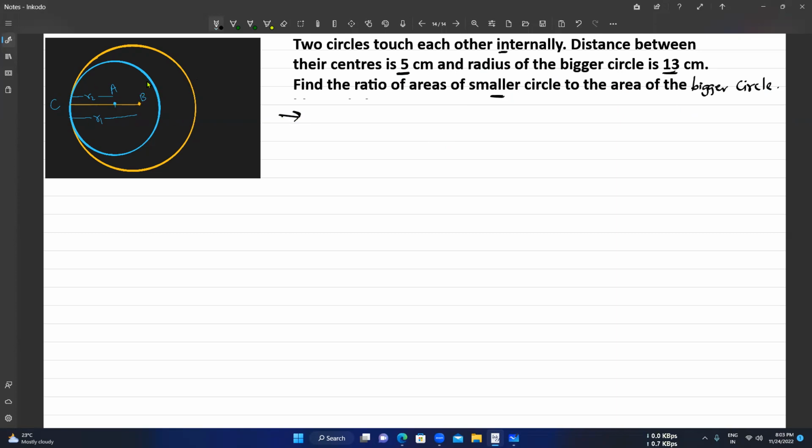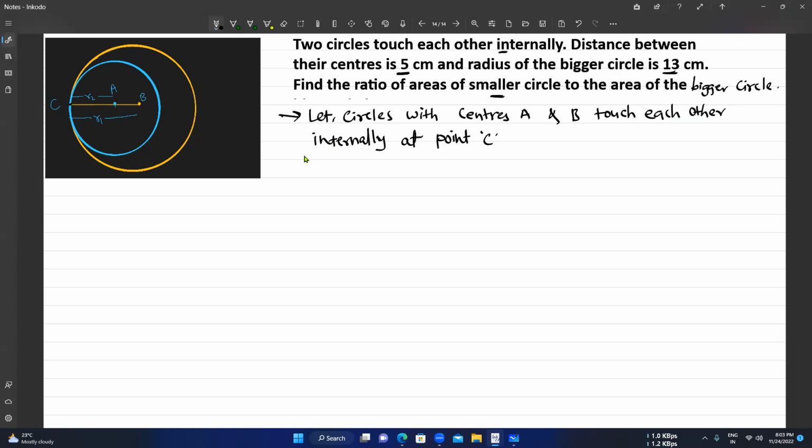As you can see in the figure, we have two circles with centers A and B, which are touching each other internally at point C. So let's declare this in the beginning of the solution. Let the circles with centers A and B touch each other internally at point C.